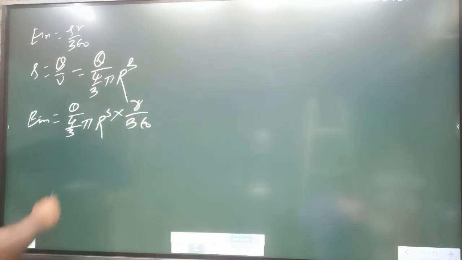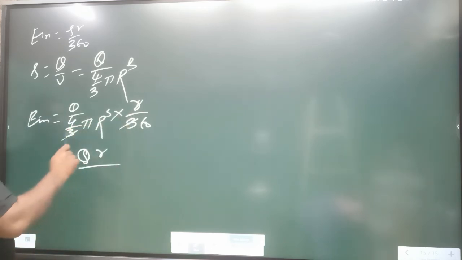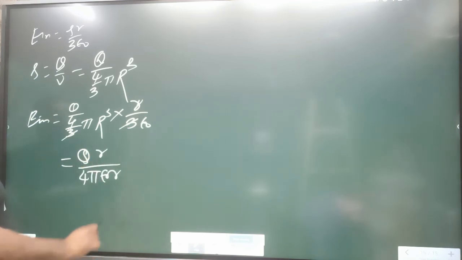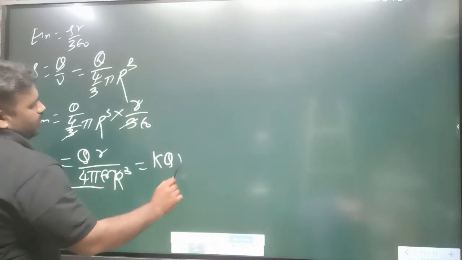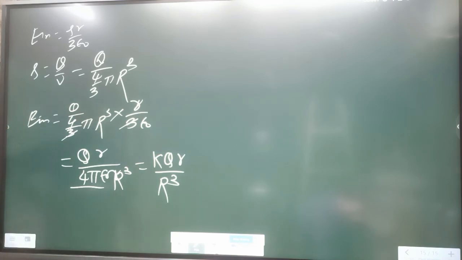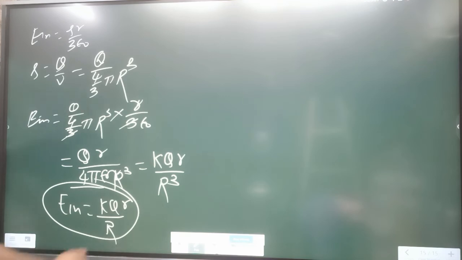Which part gets cancelled? This 3 gets cancelled. QR upon 4 pi epsilon naught r to the power 3. 1 by 4 pi epsilon naught is nothing but K. KQR upon R cube. KQ small r upon R cube. Dimensionally this one is correct? Yes, sir. Correct. Yes.